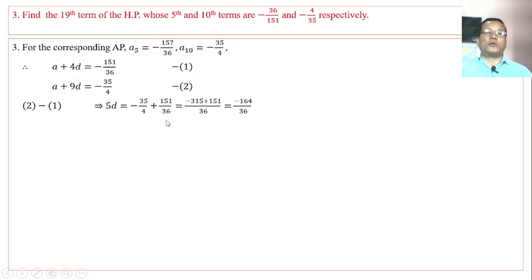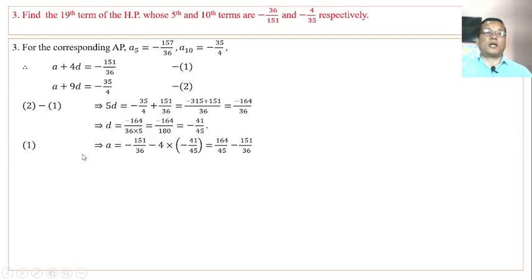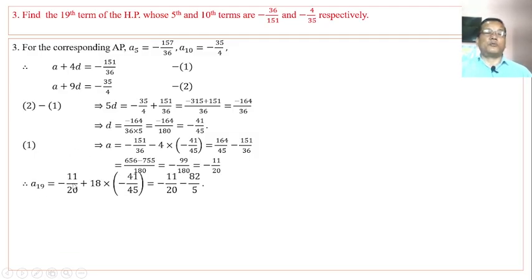Subtracting equation 1 from equation 2, we solve for D, and the D value is -41 by 45. Substituting the D value into equation 1, the A value is -11 by 20. A and D are found, so for the corresponding AP we find the 19th term. Therefore A19 is the first term plus 19 minus 1, that is 18 times the common difference. Solving, we get a number.